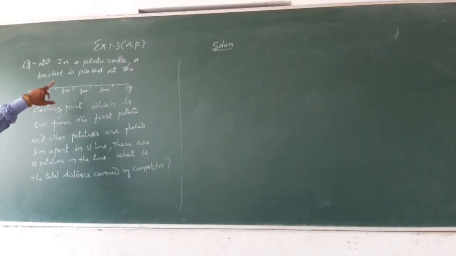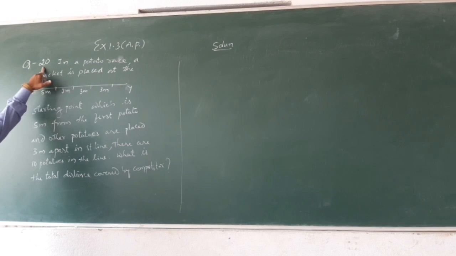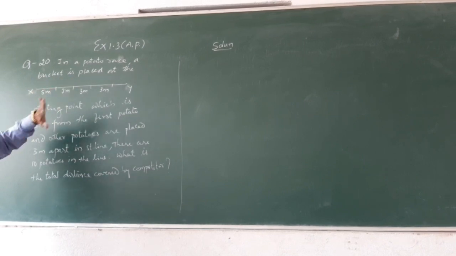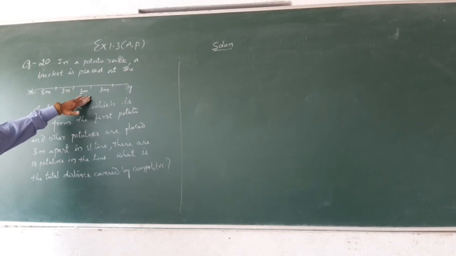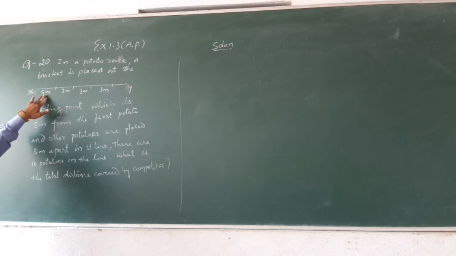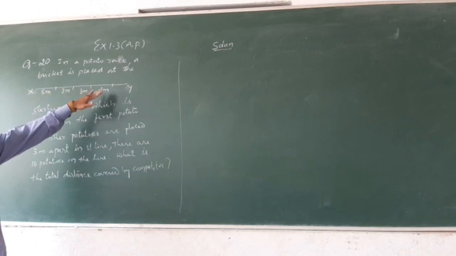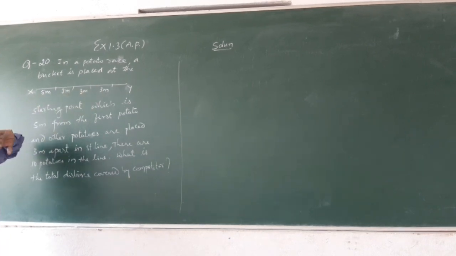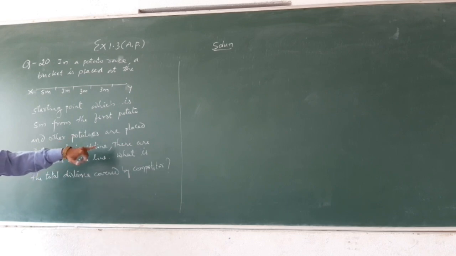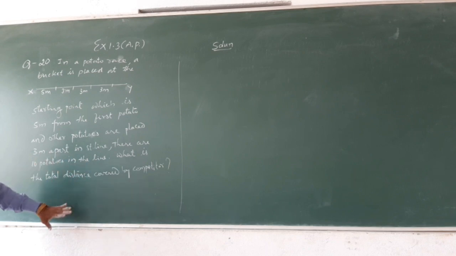See the last one. AP last problem, arithmetic progression, last problem this one. In a potato race, a bucket is placed. The pattern of placing the buckets I have shown in the rough diagram. The bucket is 5 meter from the first potato, and other potatoes are placed 3 meter apart in a straight line. There are 10 potatoes in the line. What is the total distance covered by the competitor?